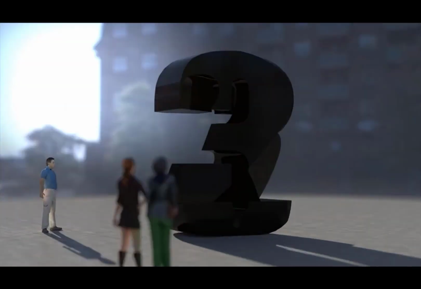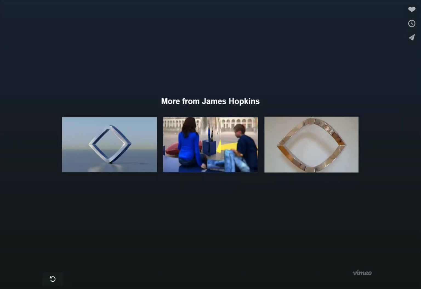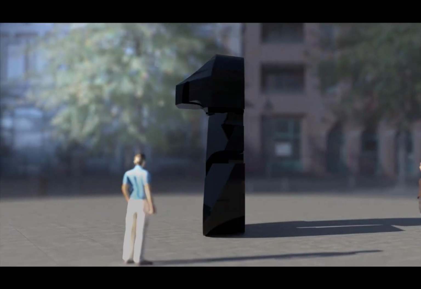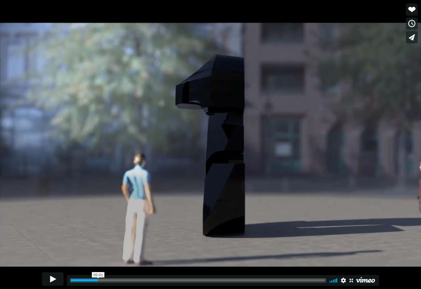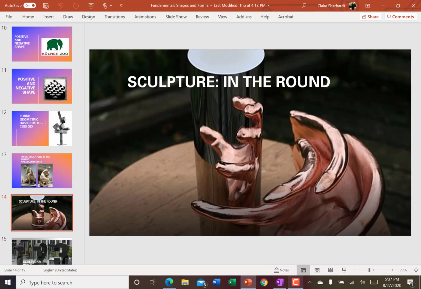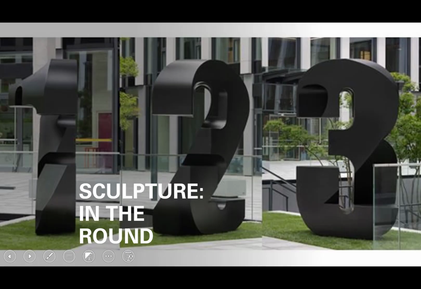So that if you always approach sculptures in the round with the idea of trying to examine it from multiple angles, because there are lots of sculptures that the artists are very much, here it is, right? 1, 2, 3.